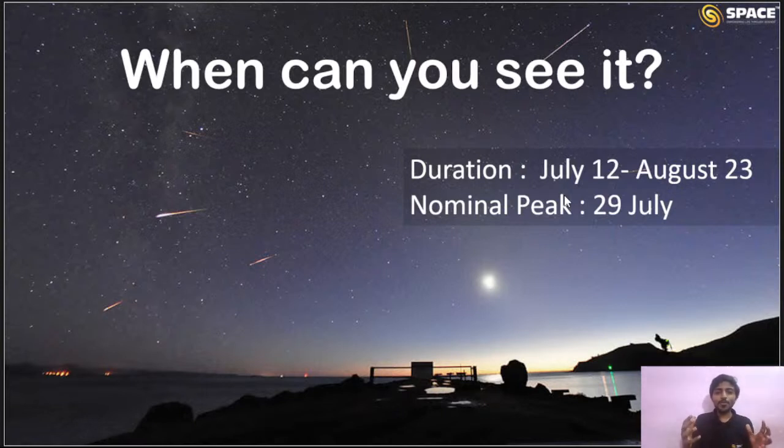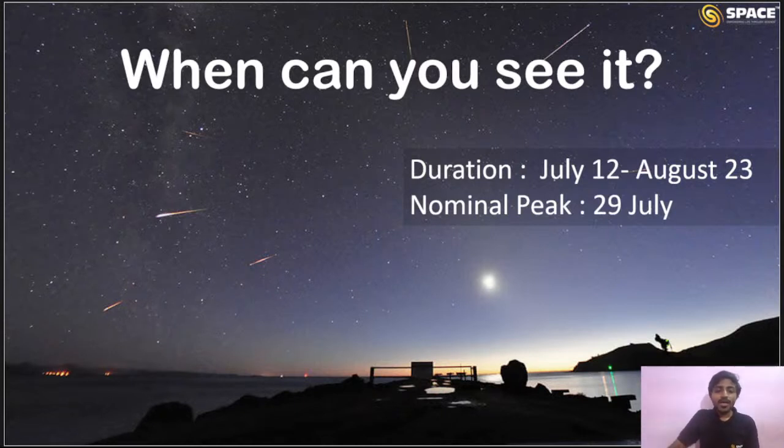There is another plus point to doing this. During this time period from July 12th and August 23, another set of meteor showers also happens. So there's a parallel meteor shower. It's called the Perseids Meteor Shower, and it happens from July 17th to August 24th. So using the same opportunity, you will also be able to observe the Perseids Meteor Shower.